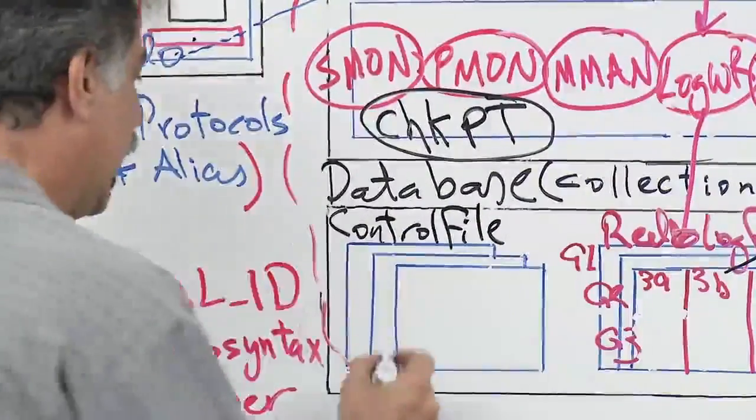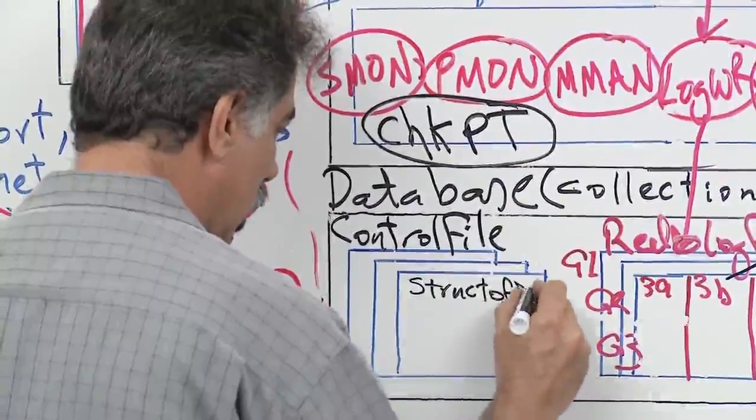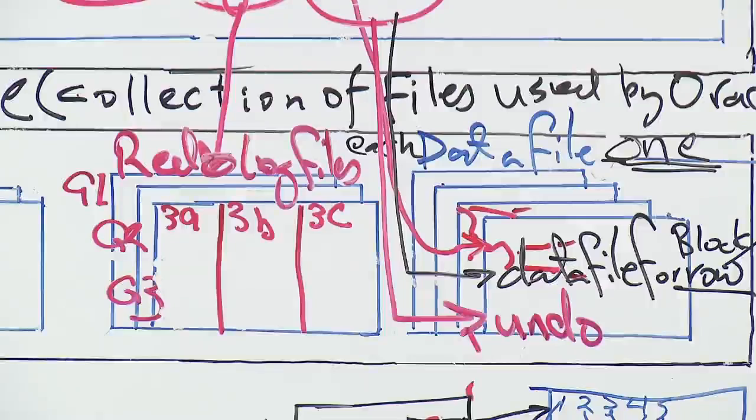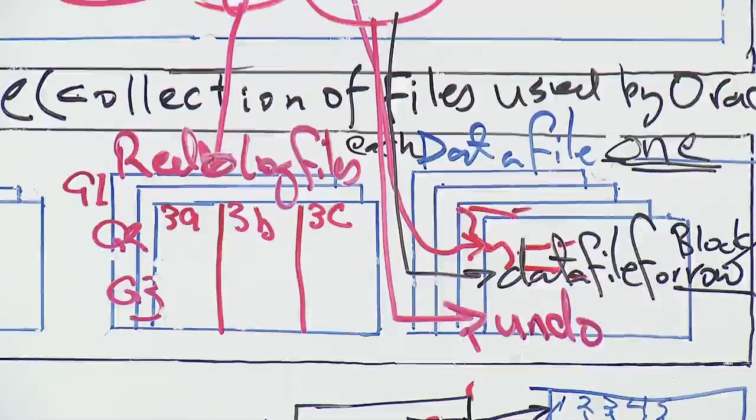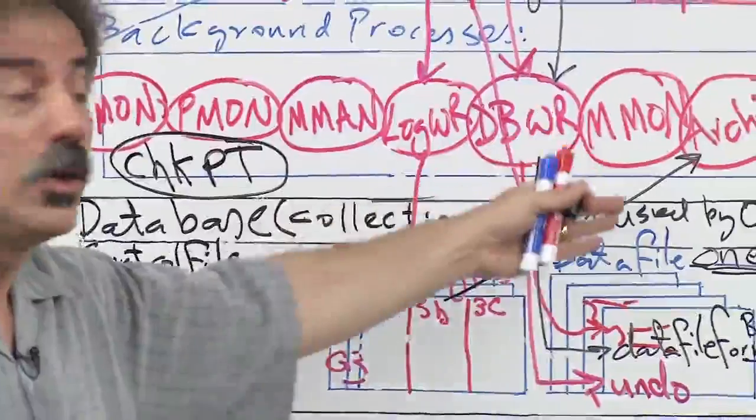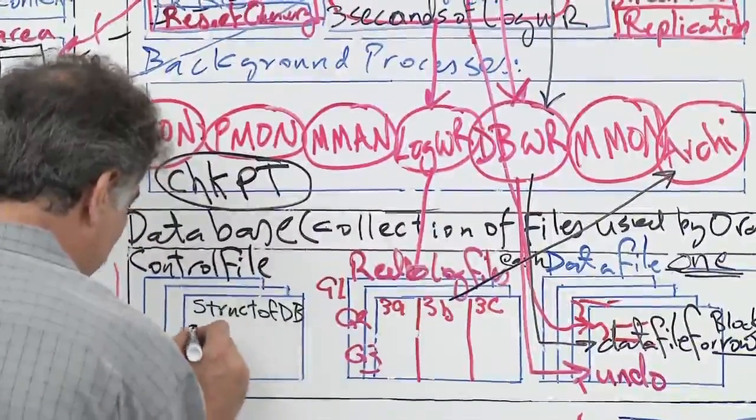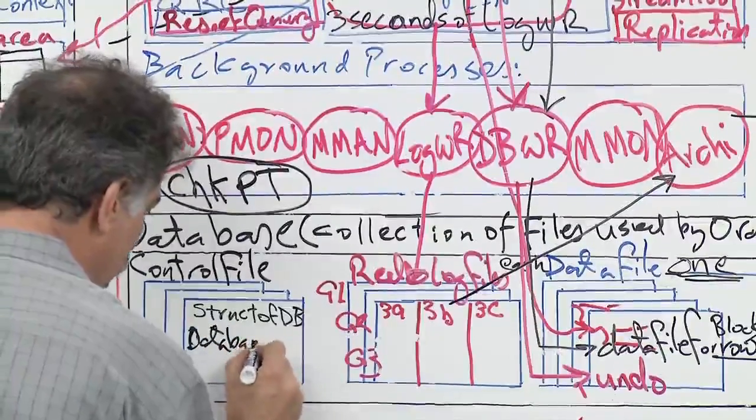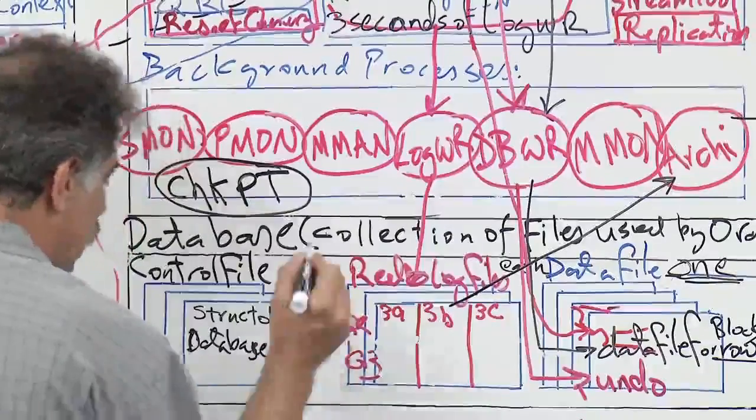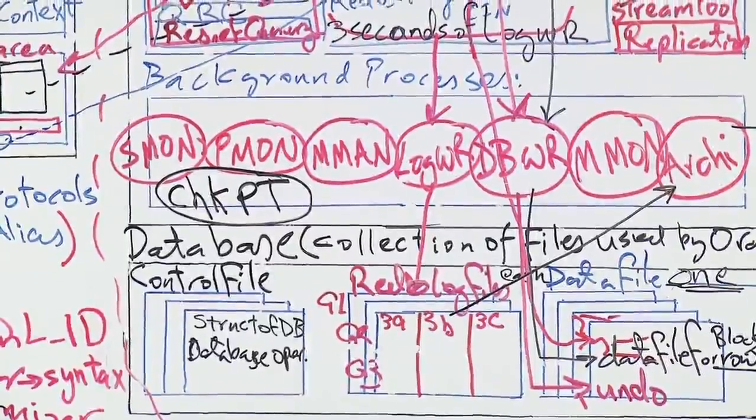The control file has, of course, the structure of my database, meaning which data file belongs to what tablespace. Where are the control files? Where are the redo log files? Where are the data files located? And where are the database operations? When did the log writer write? So it also holds all of the database operations. A list of all database operations that took place is also located in the control file.